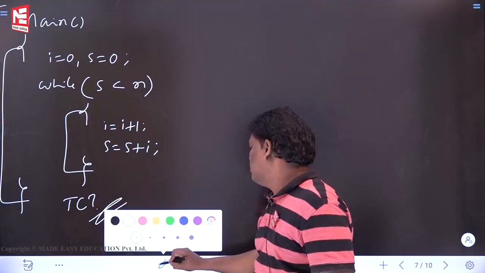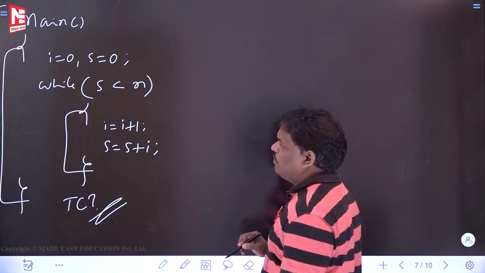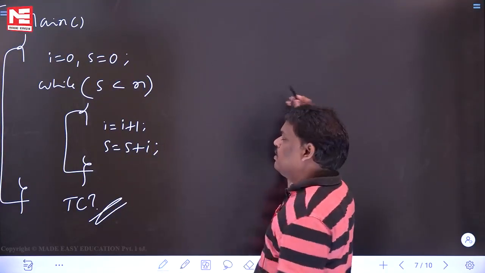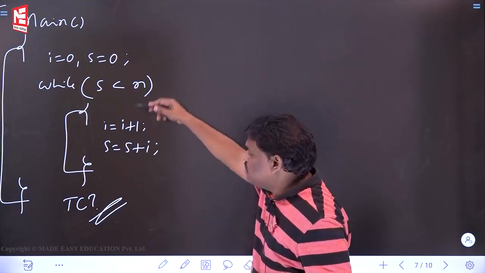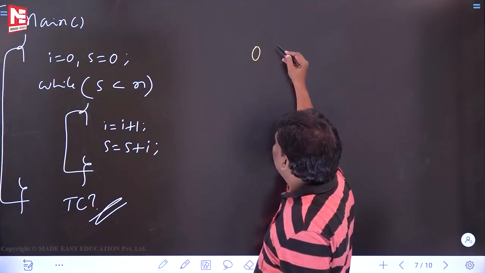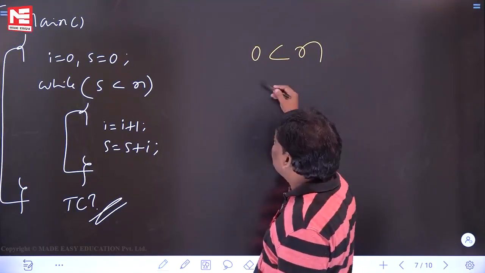Can you help me? Initially s value is 0. Whenever s value becomes n, this loop fails. So the question is, how many times does this loop run? I will check. Initially s value is 0, so 0 less than n passes. Next, afterwards, what is the answer?